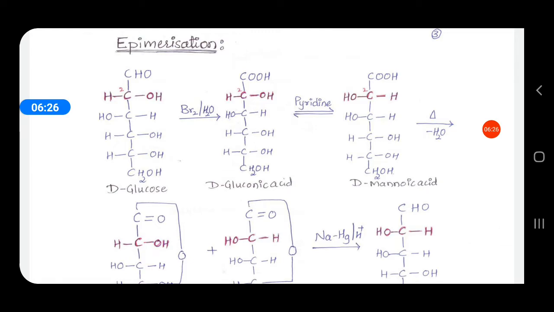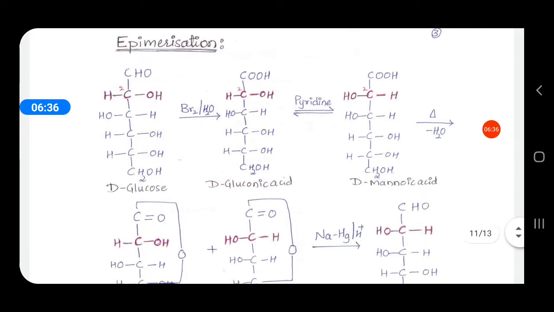The first step is that the aldose is oxidized with bromine water. Aldose here means D-glucose, which is oxidized with bromine water. Bromine water is a mild oxidizing agent, so only the aldehyde group undergoes oxidation and is converted into the corresponding carboxylic acid. The aldehyde we have taken is D-glucose. On oxidation it becomes D-gluconic acid.